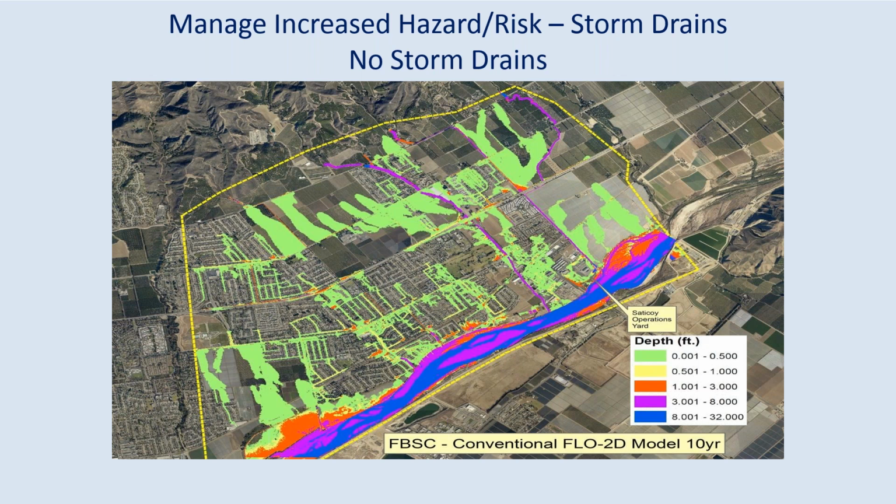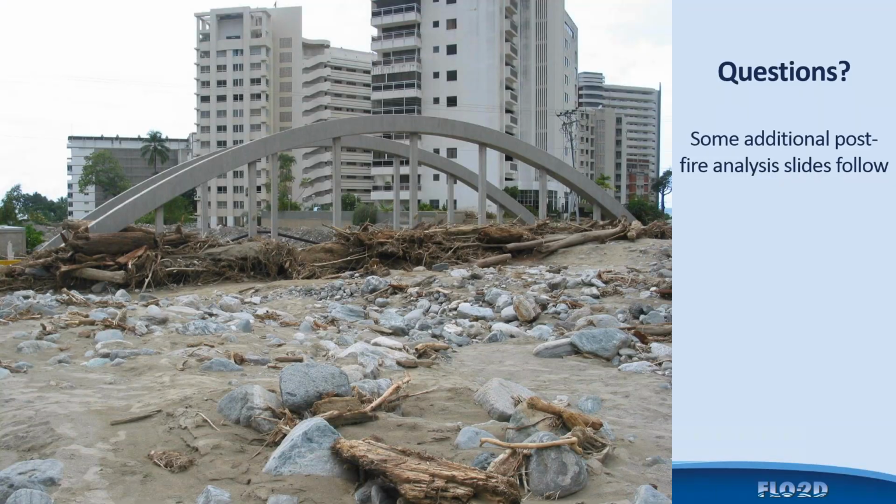So with these types of hazard maps, you can identify mitigation measures and reduce the hazard. This is just an inundation map, but I think you get the idea.